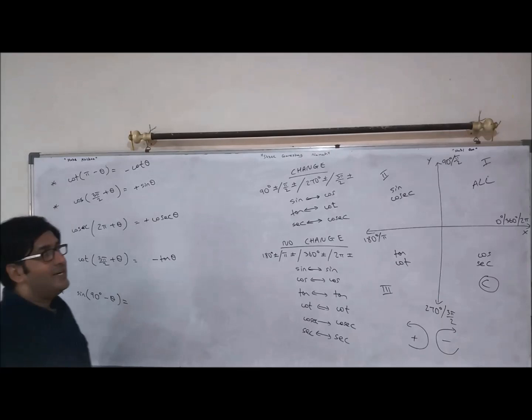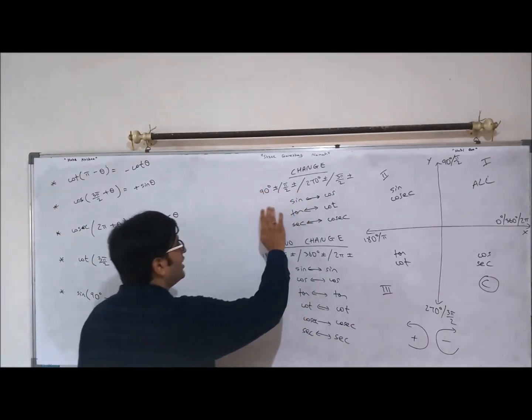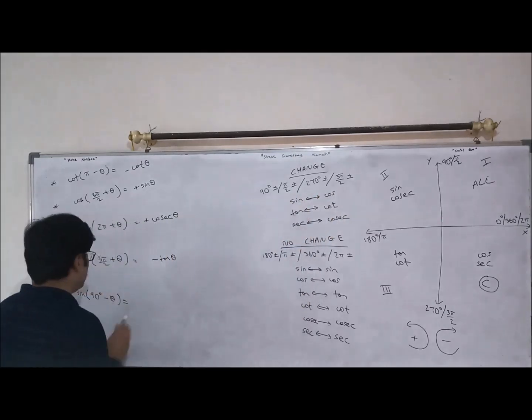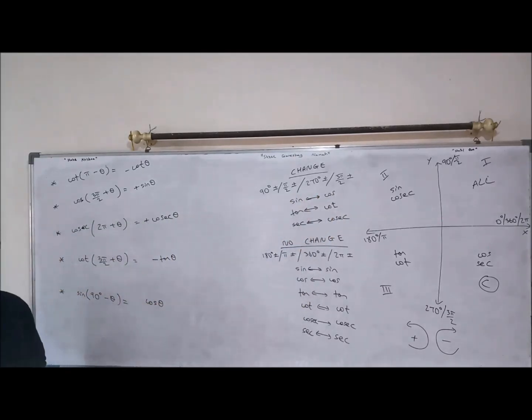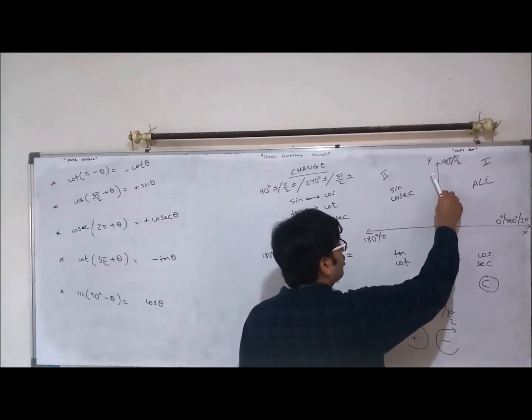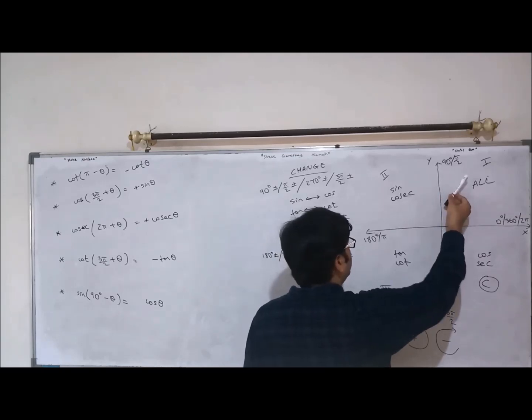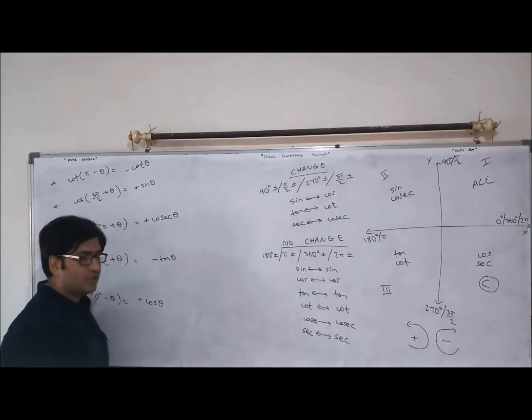The last one, sin 90 minus theta. Change or no change? In 90 the trigonometric function changes and sin will change to cos. So I am going to first write down cos theta. 90 minus, 90 means you are here. Minus means you will move clockwise, so you are going to enter the first quadrant. Again everything is fine there, so that is why your answer is plus cos theta.